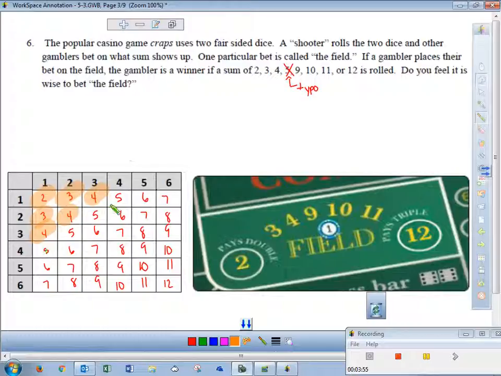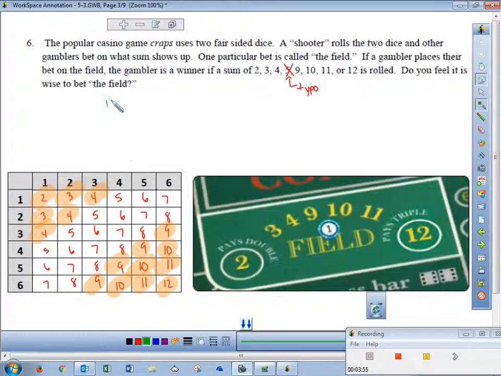Now 5 is not a winner, 6 is not a winner, 7 is not a winner, and 8 is not a winner. So you start winning on the 9. So we had 6 already, 7, 8, 9, 10, 11, 12, 13, 14, 15, 16. 16 ways to win. Well, let's look at all the ways to lose.